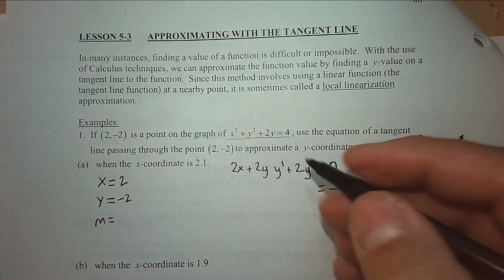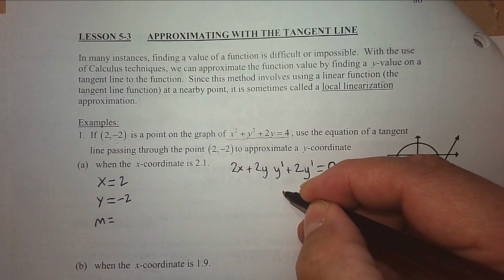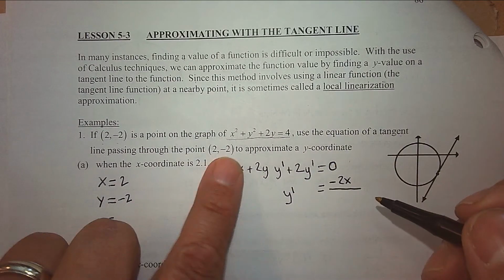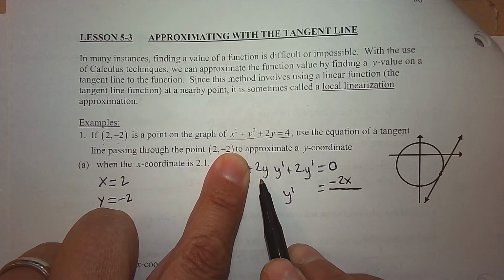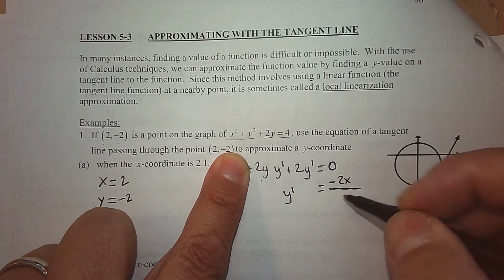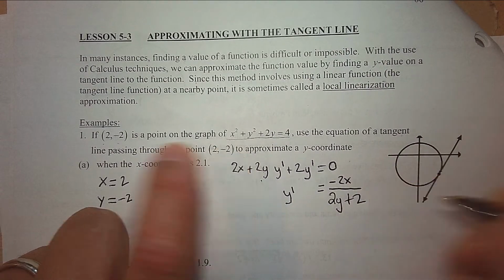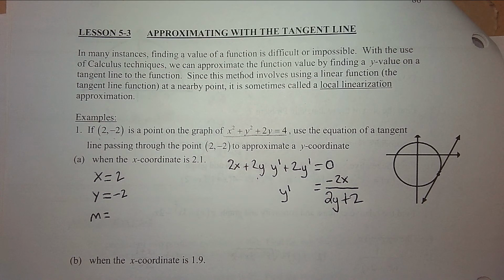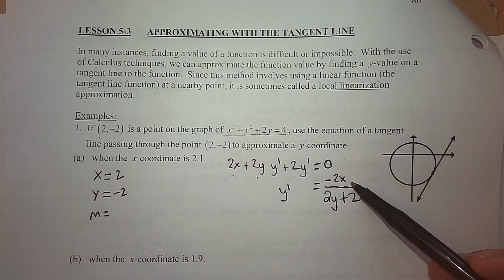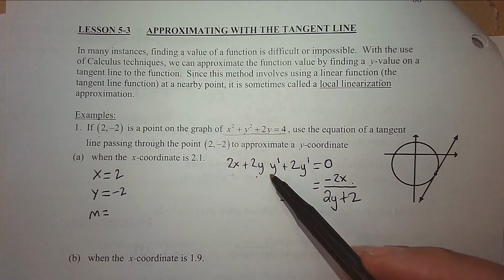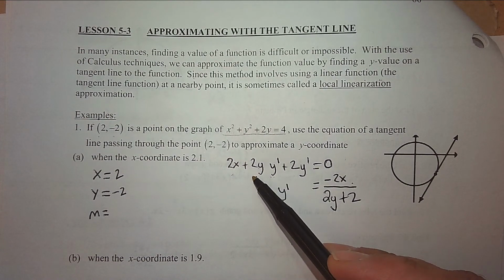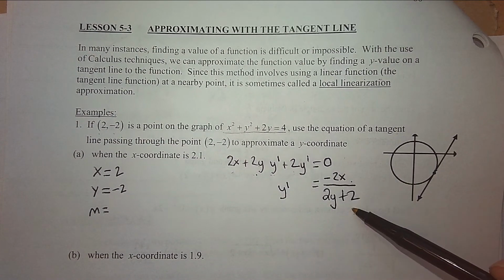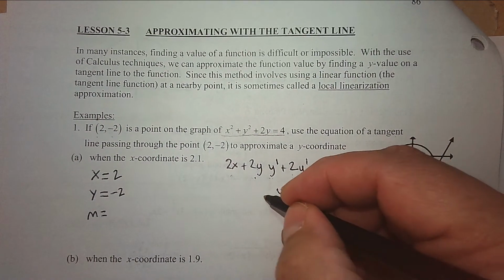And then when I factor out a y prime from what's left, right? What am I left with? 2y plus 2. So divide that to the other side. We took the derivative, and the derivative of any constant is 0. So what's left? Can you see how I subtracted 2x? What's left over? If you factor out a y prime, you have 2y plus 2, divide it to the other side, this means the same as the what?